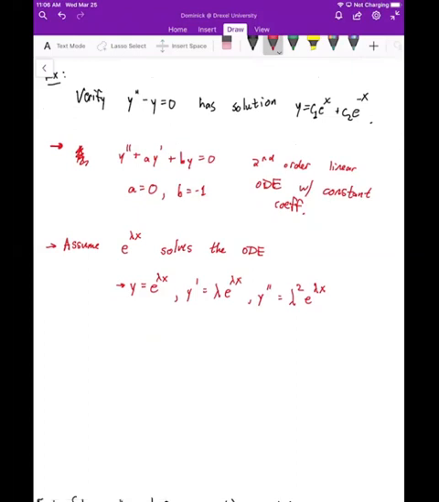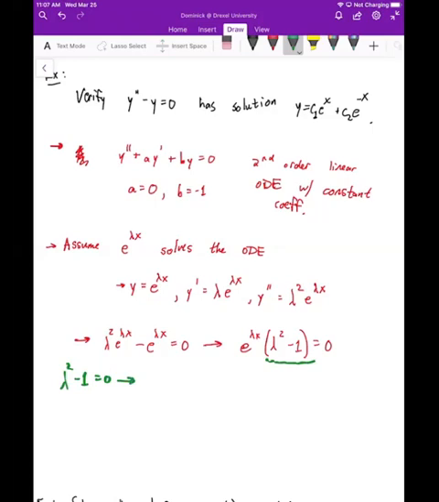Okay, so now plugging this into our ODE, we're going to get lambda squared e to the lambda x minus e to the lambda x is equal to 0. So once we factor out e to the lambda x, we're going to get lambda squared minus 1 is equal to 0. So now, of course, this part right here is really what we care about solving for.